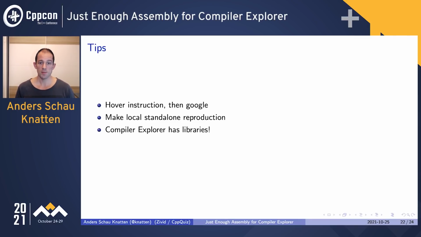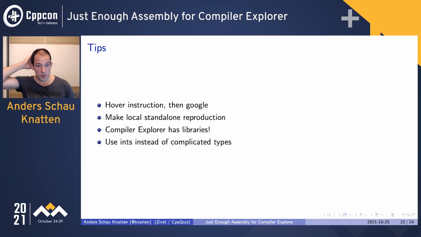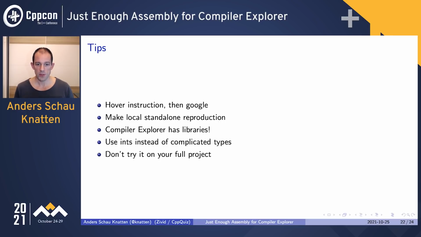But Compiler Explorer has a bunch of libraries. So it has Boost, Catch2, it has FMT, it has Eigen, a lot of useful stuff. So you can actually use those libraries there, and that can be very useful. And when you start, try to do as in this talk and use ints instead of complicated types, and then you can rather fill in your own types later when you understand the fundamentals around it. And of course, don't try it on your full project. It's meant for figuring out small specific things.